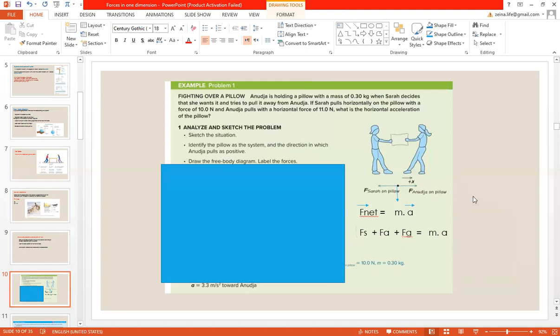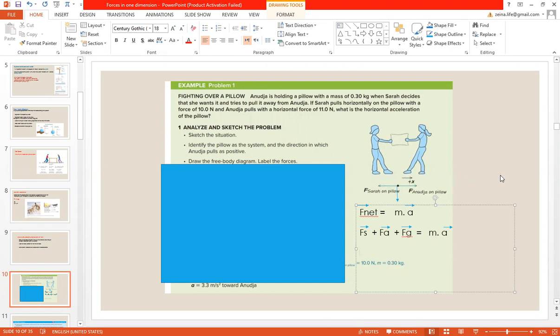Okay, now I want to remove the vectors from the forces. Here the forces have vectors. Next step, I want to remove the vectors from the forces and put direction, okay? If I choose the positive direction along the horizontal line to be to the right, okay, I choose the positive direction to be to the right. Always we choose a positive direction, okay?